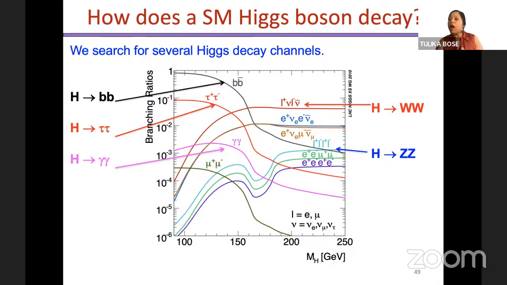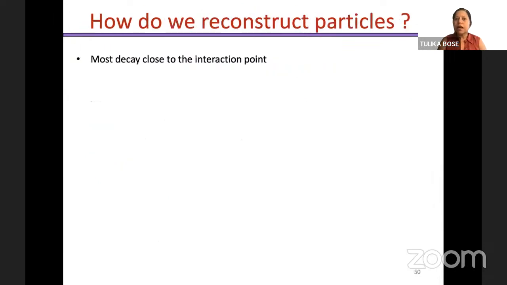And depending on the mass of the Higgs, some of these possibilities have a larger rate of happening in comparison to others. But as I had mentioned before, we didn't know what the mass of the Higgs was going to be, so we had to be prepared to search for the Higgs in all of these different ways. Now, how is it that actually we do this?